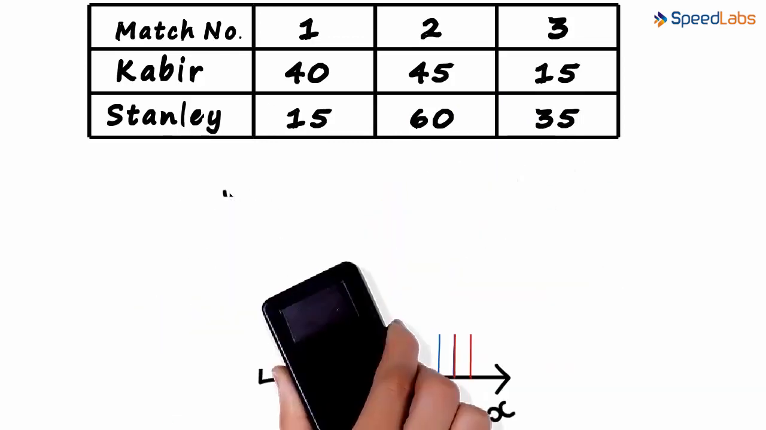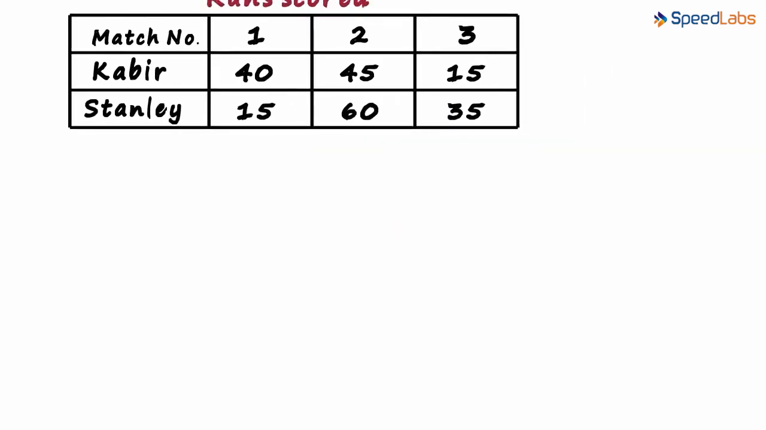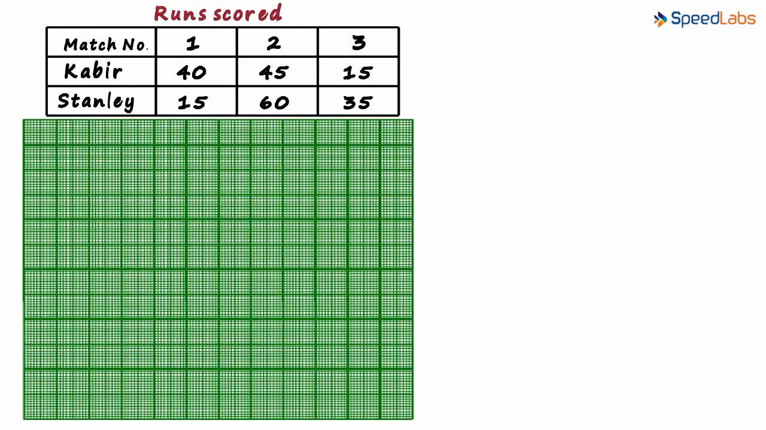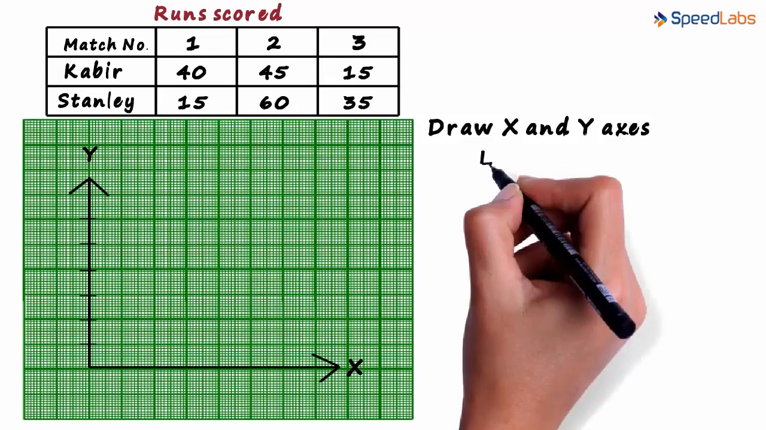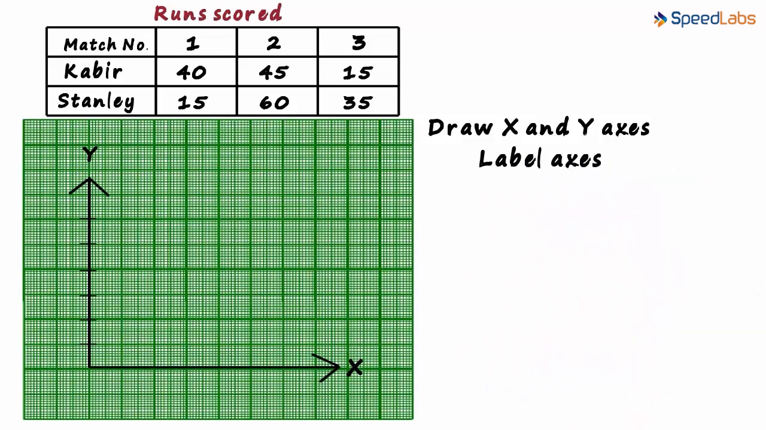Let's try to do the same thing on a graph paper. So we take a graph paper and draw the x and the y axis. This is the x-axis and this is the y-axis. Next, we need to label the axes. As we want to compare the runs scored by both of them, we can have the runs scored shown on the y-axis and the match number on the x-axis.